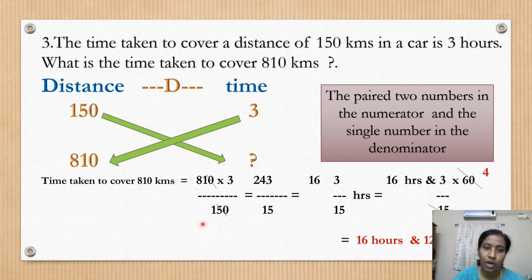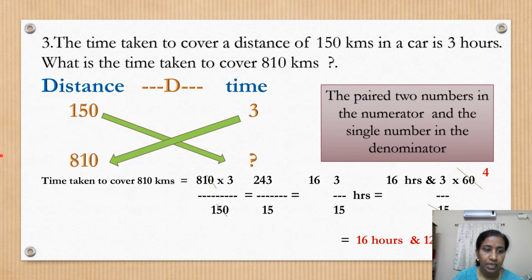The time taken to cover a distance of 150 kilometers in a car is 3 hours. What is the time taken to cover 810 kilometers? So I write the two variables, distance and time. More distance will take more time, so direct variation. And I am writing the values 150, 3, 810, how much? I am putting an x in between, the two connected numbers 810 and 3 in the numerator and one single number in the denominator.